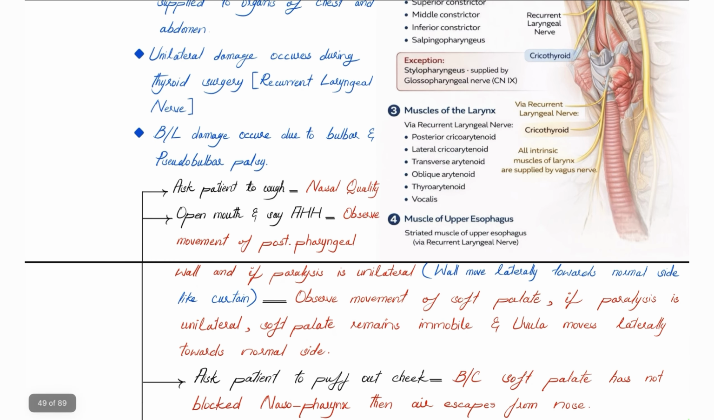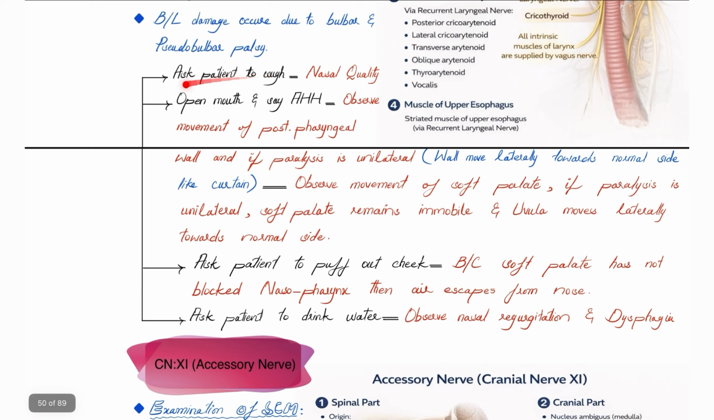Now, how do you test the vagus nerve? Ask the patient to cough to see the nasal quality. Ask the patient to open his mouth and say "ah" and observe the movement of the posterior pharyngeal wall, and if the paralysis is unilateral, then the wall moves laterally towards the normal side like a curtain. Observe the movement of the soft palate. If paralysis is unilateral, the soft palate remains immobile and the uvula moves laterally towards the normal side.